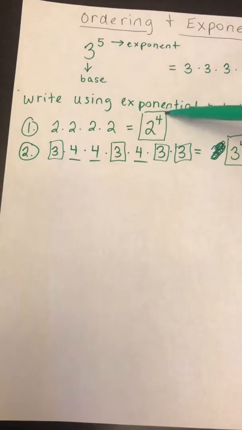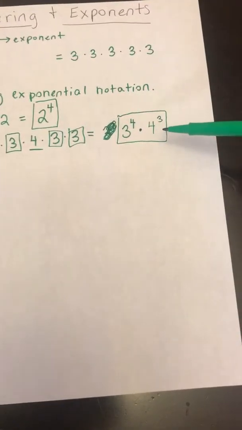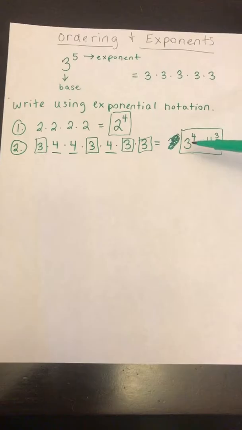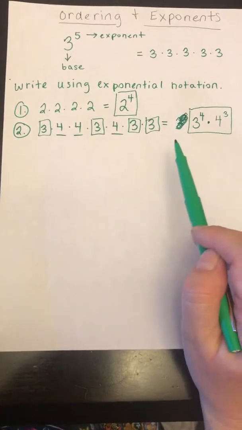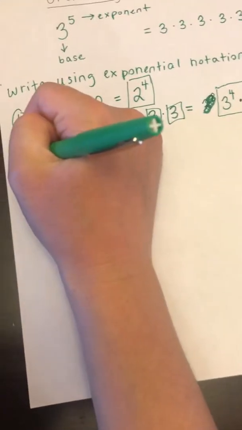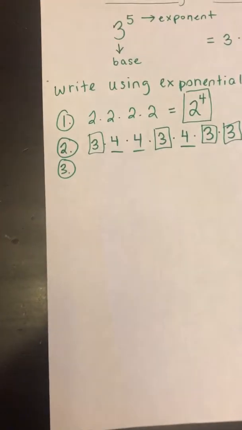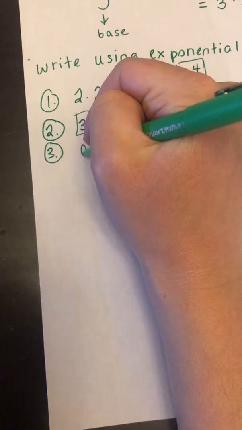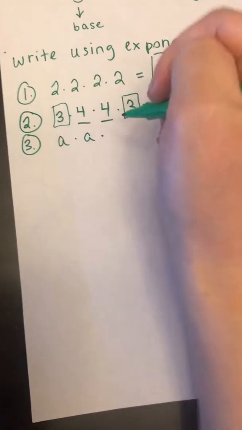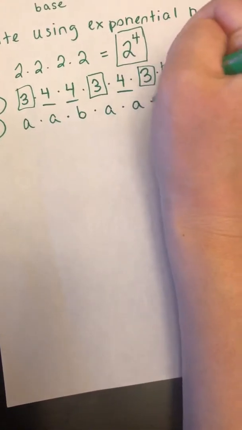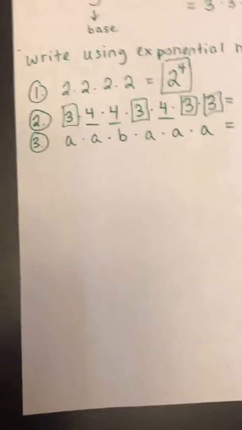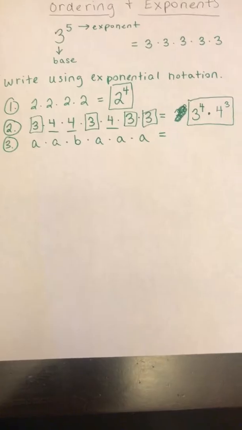So on number 1 we had 1 base, 2 was our only base, and on number 2 we had 2 bases, but it's still a shorter way. This is shorter than writing all of these numbers expanded out. Let's do one more, but this time with letters. So let's say I have A times B times A times A times A. Okay, the same thing applies to letters and numbers.